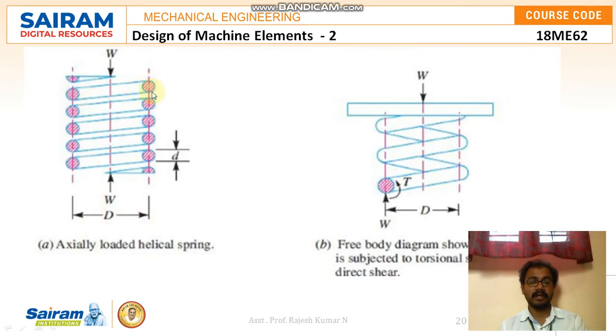Here we can see a spring of circular cross section, where small d is the wire diameter, capital D is the mean diameter, and W is the axial force applied. Here I will be considering a compressive force applied on an axially loaded helical spring. And in the free body diagram of the same spring, we can see tension and other things. The free body diagram shows that the wire is subject to torsional shear and direct shear. Both the shears can be seen here.